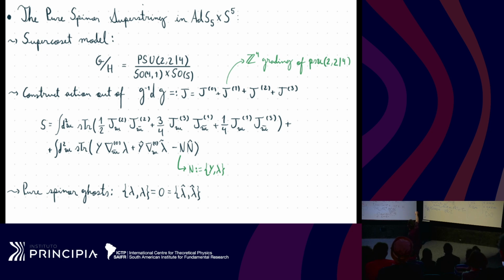So this first line is what we call the matter action, because it's constructed out of the J's. And the second line is the ghost action. In the pure spinor formalism, we have this ghost lambda here, which we call pure spinors because they satisfy these constraints down here. So in this Lie algebra language that we can use in AdS5, they anti-commute with themselves. And this N field here is just an anti-commutator with the anti-ghost and the ghost. Nothing fancy.